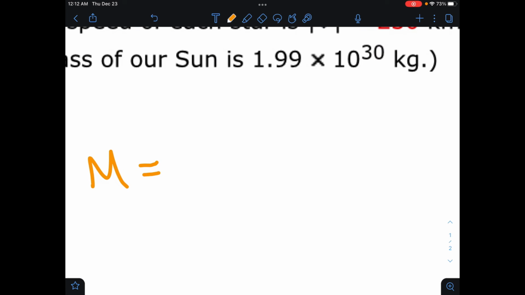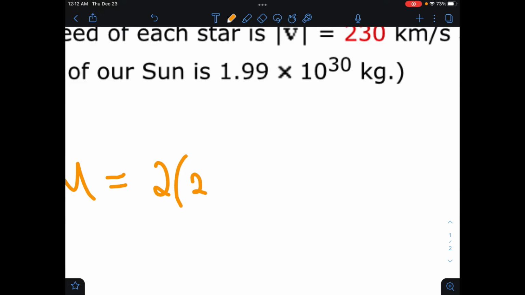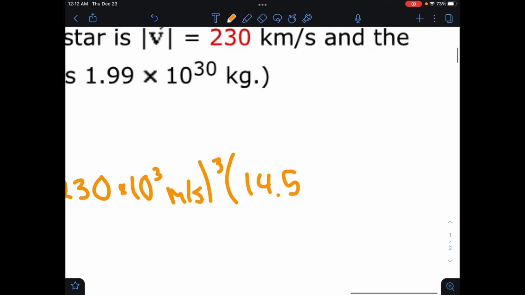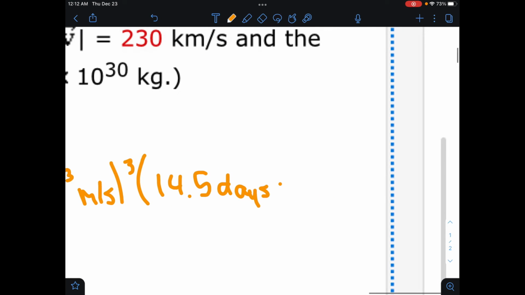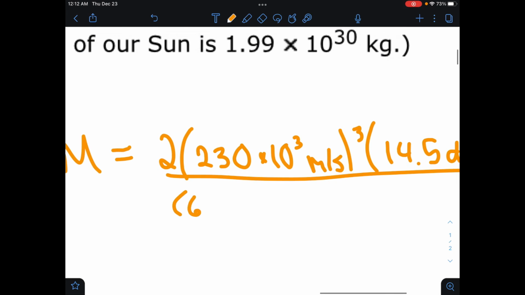We need that in meters per second. So m is actually equal to twice 230 times 10 to the third, and then this is actually cubed. Let me not forget about my units. This would be meters per second cubed, multiplied by, now this is our conversion, 14.5 days times 24 hours in a day times 3,600 seconds in an hour, all over our gravitational constant, which is 6.67 times 10 to the negative 11th. Off the top of my head, I cannot remember the units, but they have to cancel.